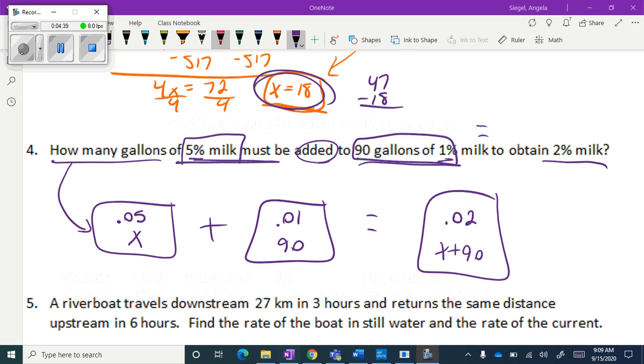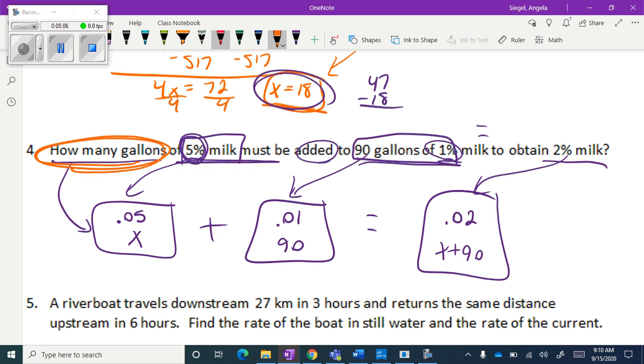So try not to get too mathy with this. So first of all, I just took the percents and turned them into decimals. And notice that they gave us every single one: 1% and then 2%. So that was given to you. So there wasn't a lot of thought process going into that, besides changing to decimals. Okay, now, how many gallons of 5% milk? So we don't know that. So that's why I called that x. I'm pretty specific about calling that x because the next one, they told us we have 90 gallons. And so that's where that 90 is coming from.